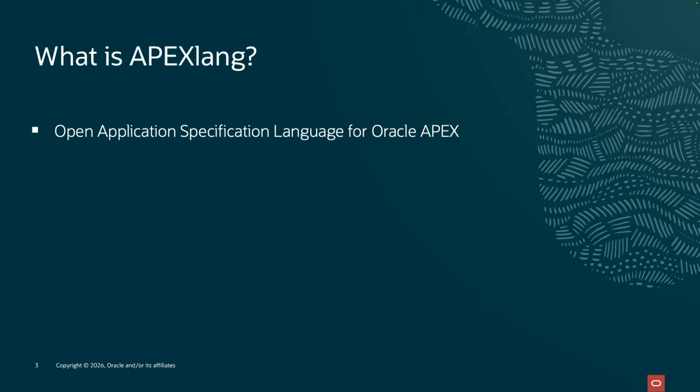Compared to the traditional SQL export format of your Apex application, Apex Lang can be easily understood by humans and AI as well. They'll be able to modify it, understand it, read it, or generate the content as well. So that's a USP of Apex Lang.